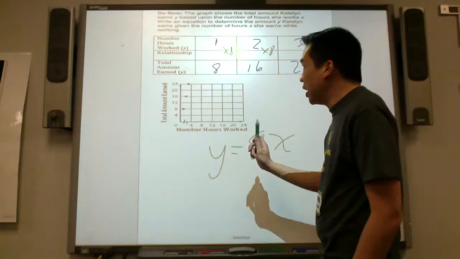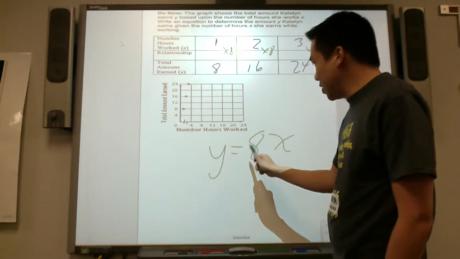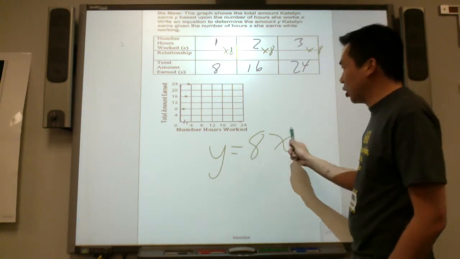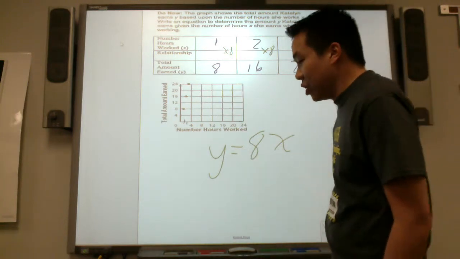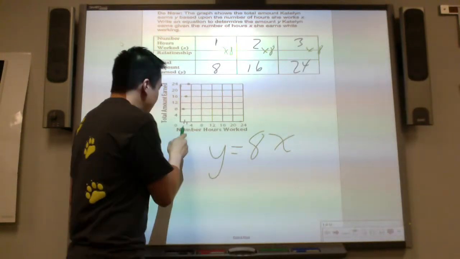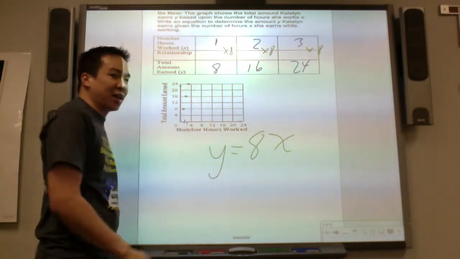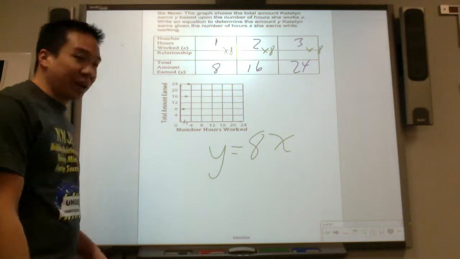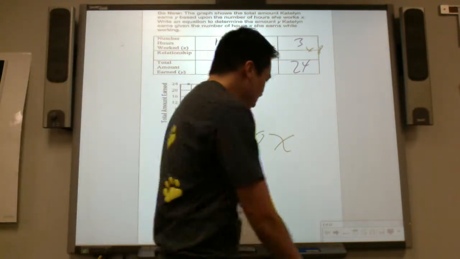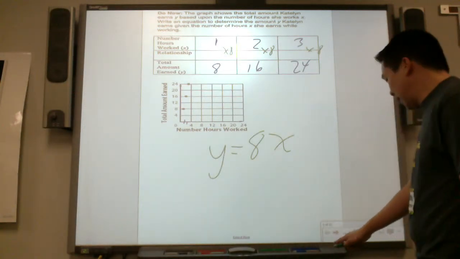In other words, the amount she earns is multiplying $8 for every hour. That is what this table is saying. So if you look at the graph, for every hour she works, it's increasing $8 per hour. That's the rate of change. So, next screen.